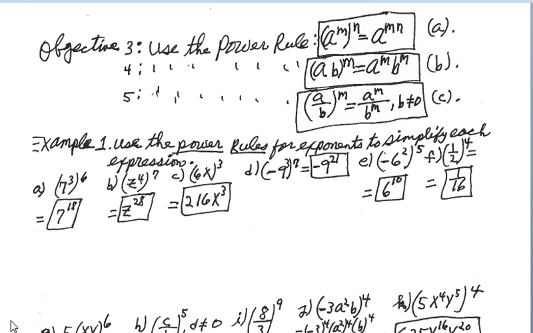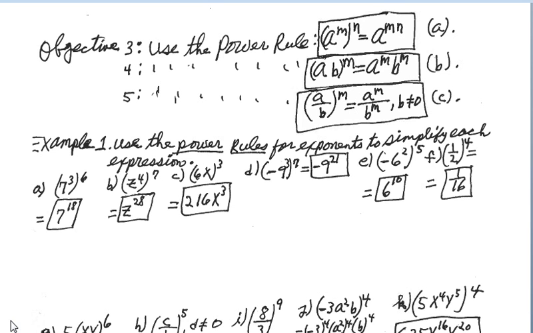Objective number 3. Use the power rule. A to the m power raised to the n power equals A to the m times n power. In other words, if we have a power which is to be raised to a power, you keep the base and multiply the exponents.